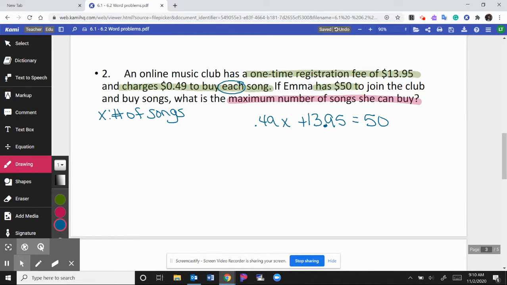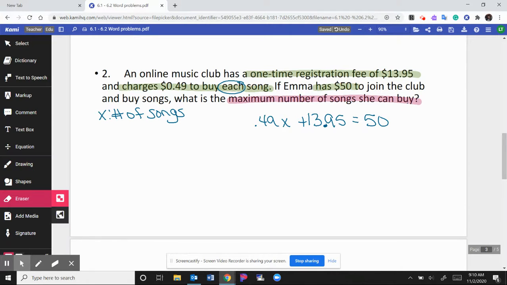Okay, so here is how I have things highlighted. I defined my variable as number of songs because that's what the question is asking us to find, how many songs she can buy. And I have my equation here. Now, I have an equal sign still in here. You need to figure out what symbol should actually go in here. It's not an equal sign. It's one of your inequality symbols.